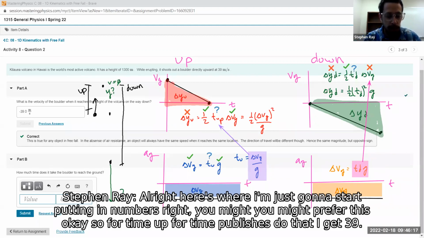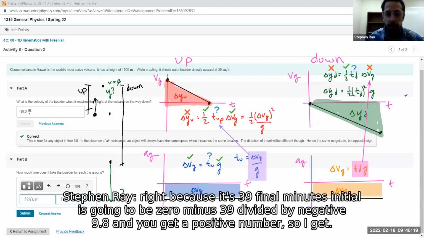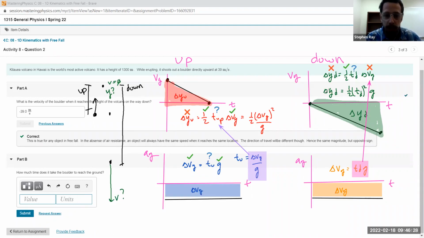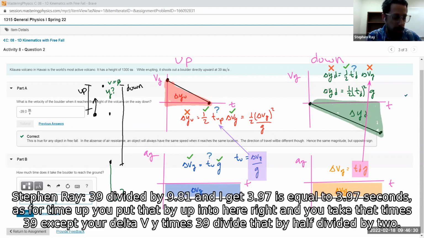Okay, so for time up, let's just do that. I get 39, right? Because final minus initial is going to be 0 minus 39. Divide that by negative 9.8, and you get a positive number. So I get 39 divided by 9.81, and I get 3.97. This is equal to 3.97 seconds. That's for time up.